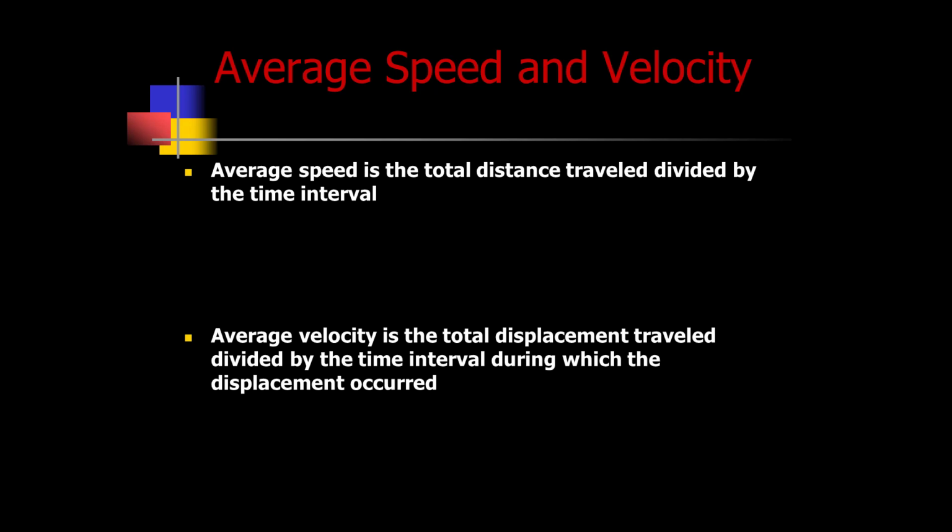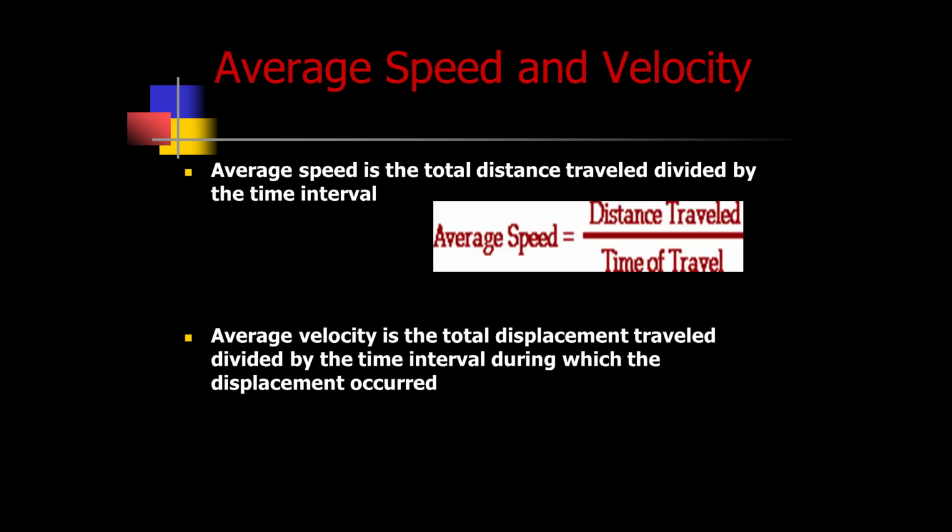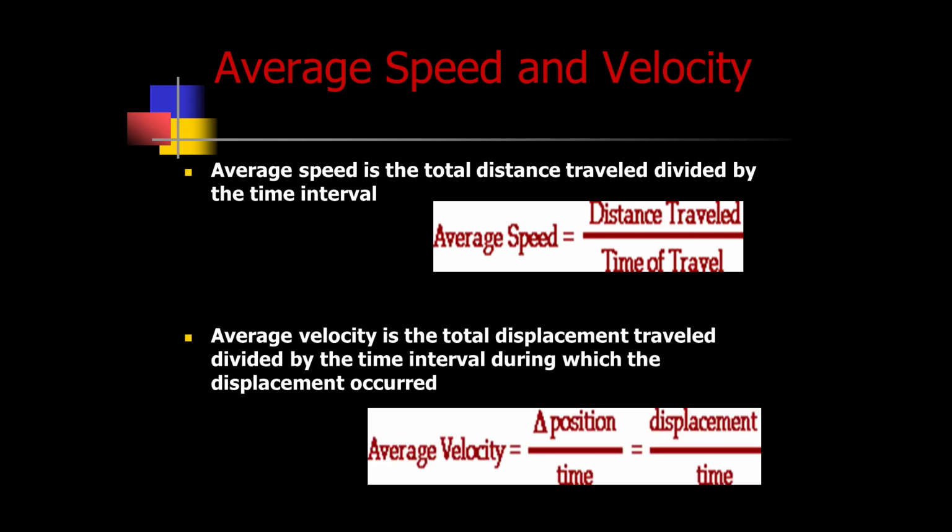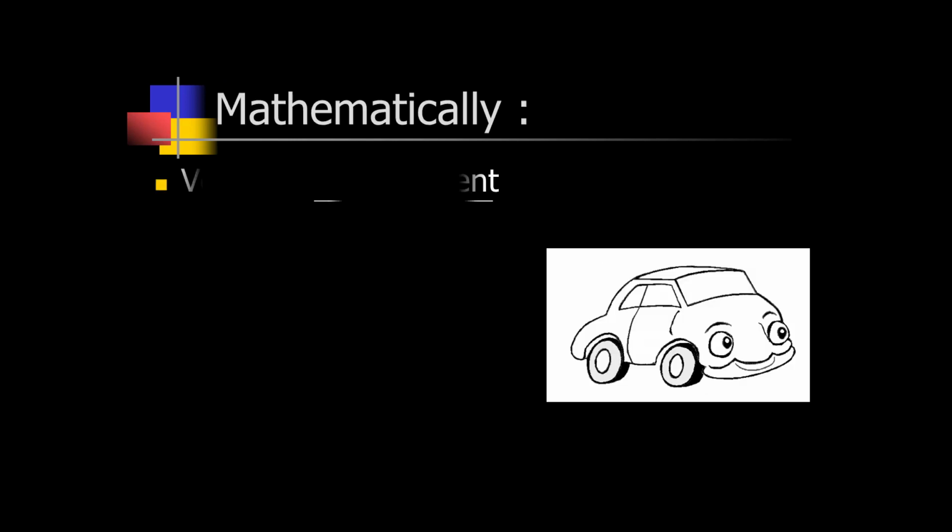For speed we have to use distance. For velocity we have to use displacement. Average speed is distance over time and average velocity is displacement over time, change in position over time. So this is the difference between speed and velocity. In speed distance is used, in velocity displacement is used. Speed is scalar and velocity is a vector.